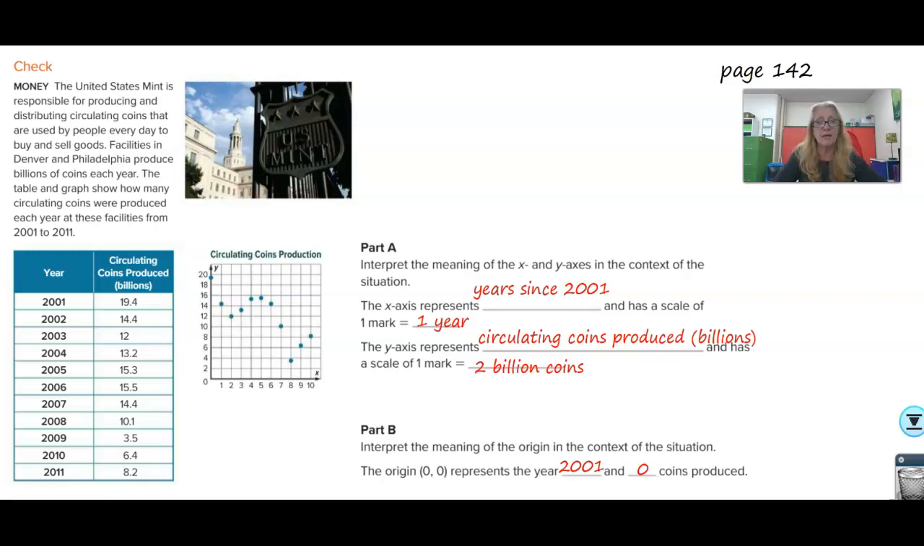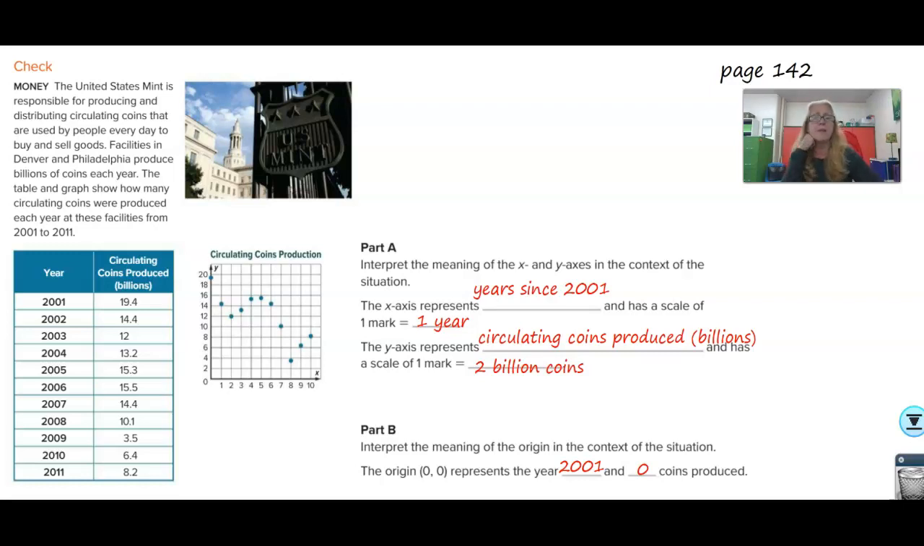Part A, interpret the meaning of the x and y axis in the context of the situation. The x-axis represents years since 2001, because we're starting at 2001. It doesn't make sense to start at year 0. And don't even get me going on the BC thing. It has a scale of 1 mark equals 1 year. The y-axis represents circulating coins produced in billions, on a scale of 1 mark equals 2 billion coins. What is the meaning of the origin? Okay, the origin 0, 0 represents the year 2001 and 0 coins produced.